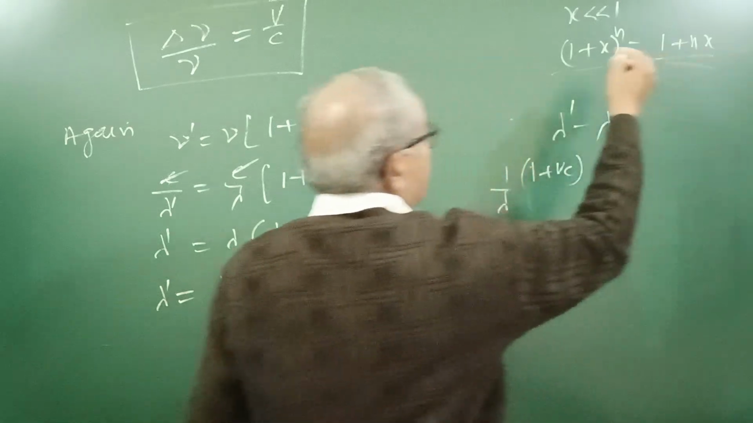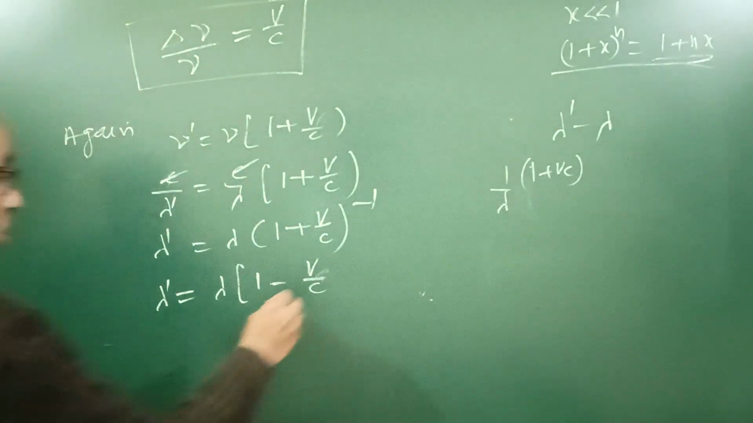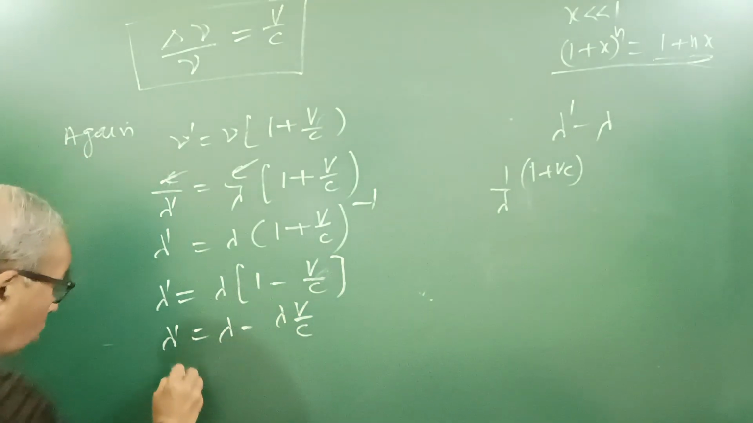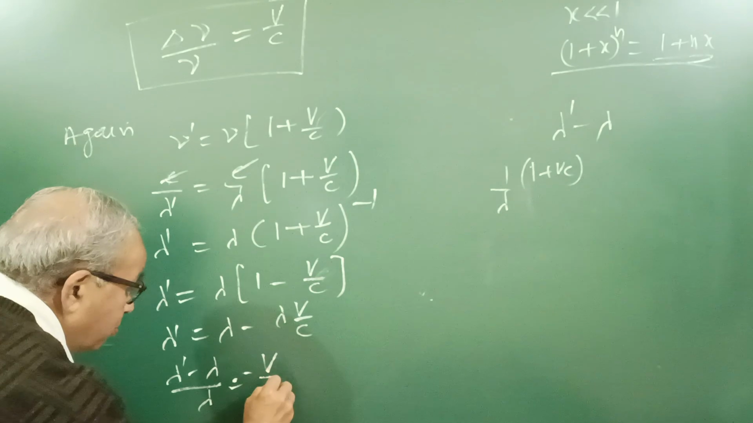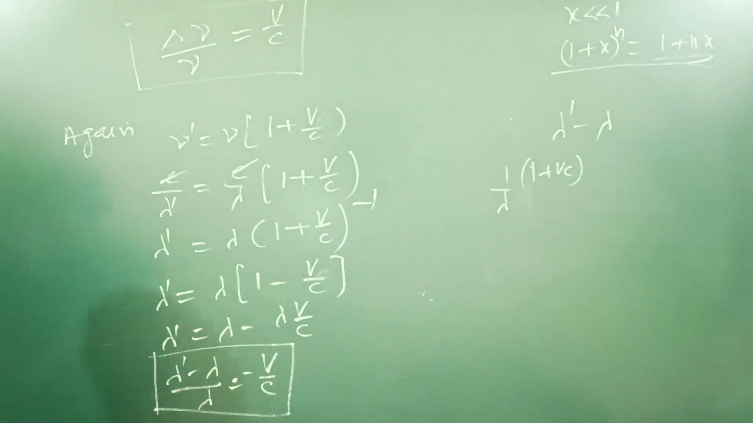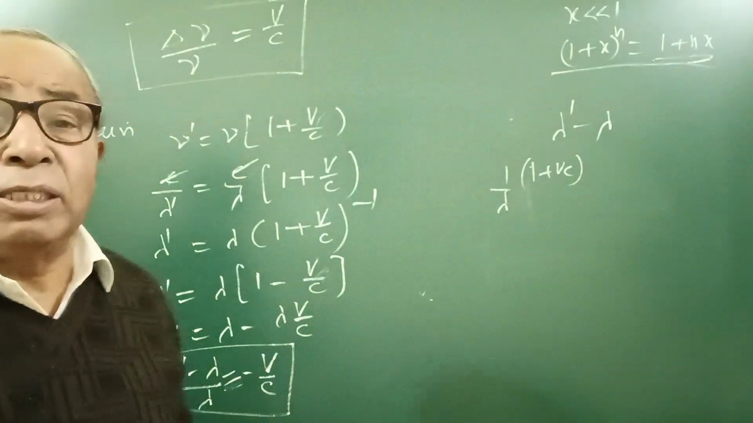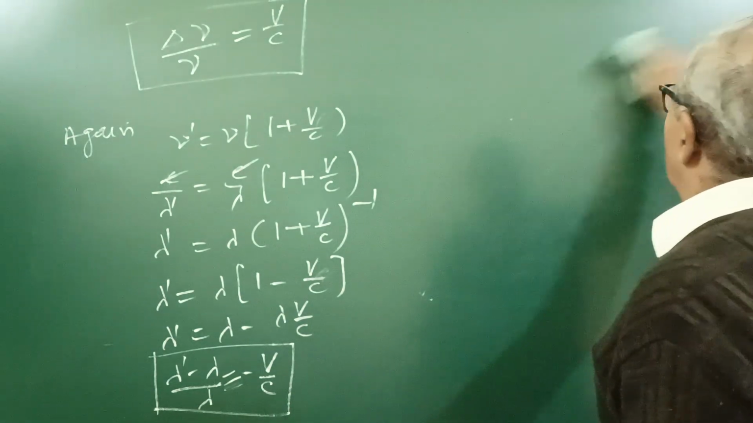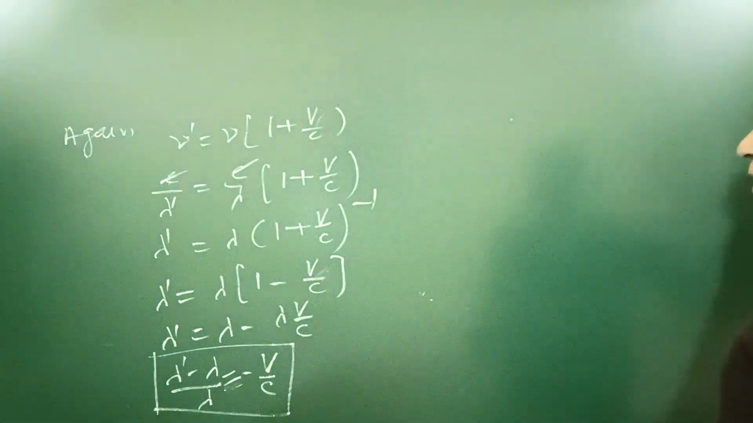Please remember this thing: power whatsoever it is, negative, positive comes here as multiplier. Or lambda dash equal to lambda minus lambda V upon C, or lambda dash minus lambda equal to minus lambda V upon C. This minus sign indicates here that as distance decreases, wavelength decreases. अगर डिस्टेंस घट रहा है तो वेवलेंथ डिक्रीज होगा, फ्रीक्वेंसी हायर होगी, वेवलेंथ छोटा होगा ना भाई. छोटा वेवलेंथ हाई फ्रीक्वेंसी वायलेट कलर के लिए होती है.